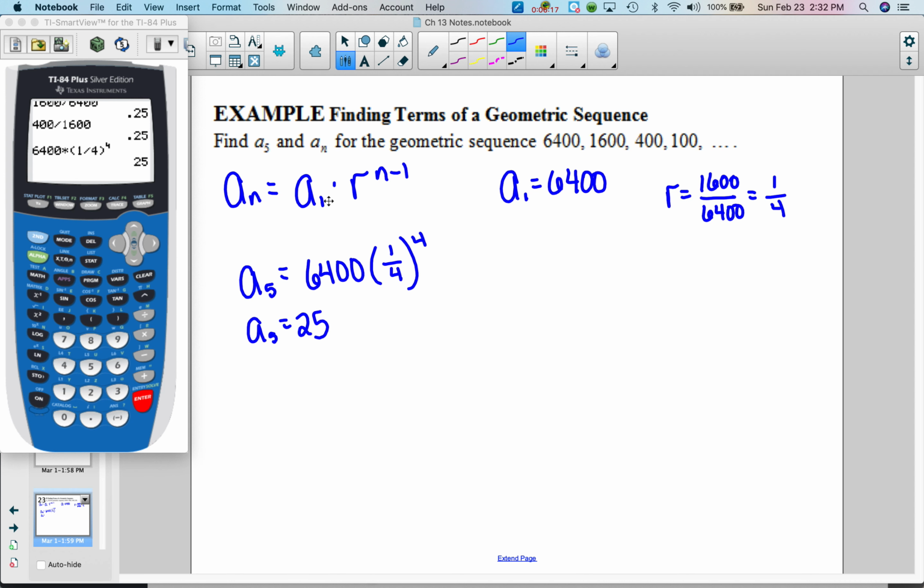So then when it asks me to find a sub n, that's just the formula, but plugging in what we know. So to find a sub n, I take 6,400 and I multiply by 1/4 raised to the n minus 1 power. Get in the habit of putting parentheses around your value of r. There's sometimes where you absolutely have to have it or you'd have a wrong answer. There's other times where you might get away without having it and it'd still be right, but unless you are really sure when to have it and when not, just always get in the habit of doing the parentheses.